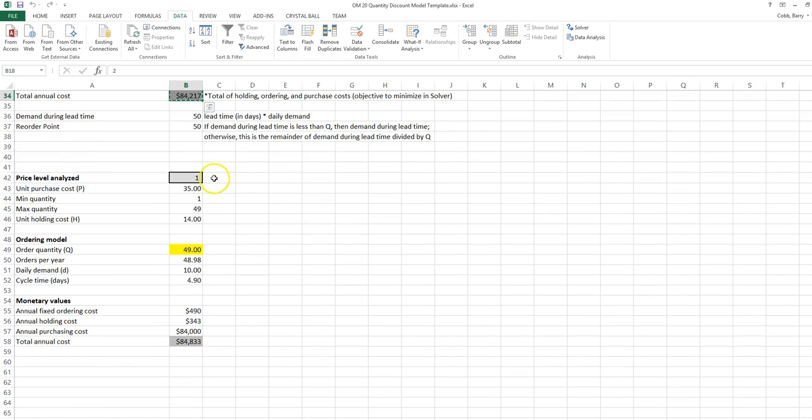We'll copy these values and paste the values. So we've got results from two price levels. Clearly the second price level is better than the first because total costs over the entire year are lower. We still have four price levels to consider.